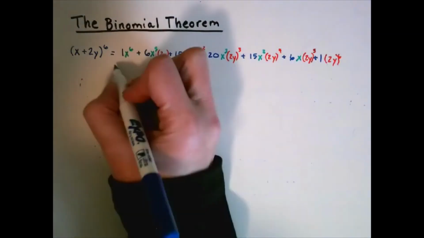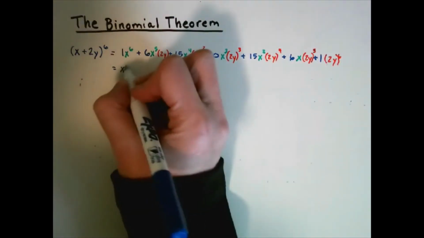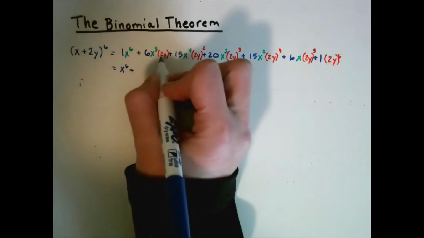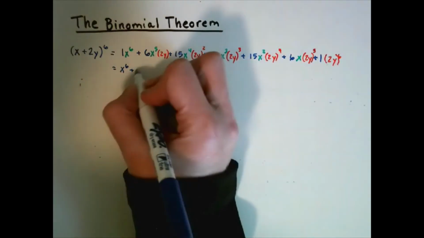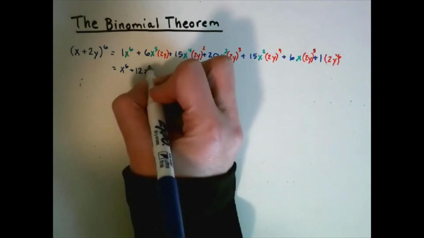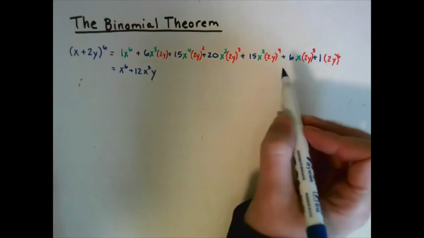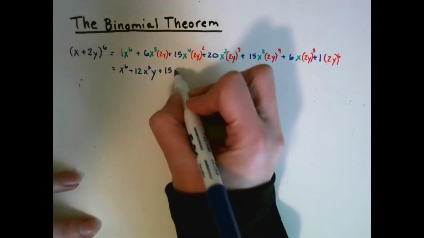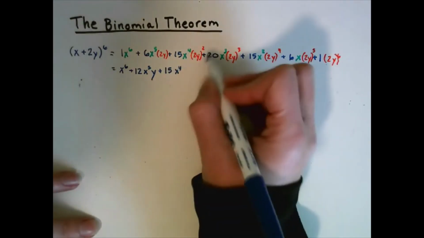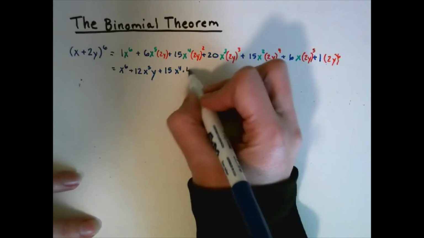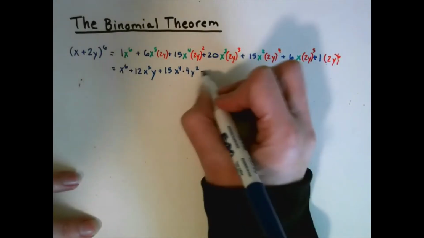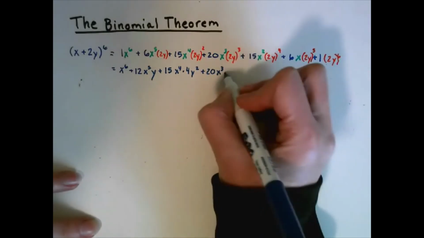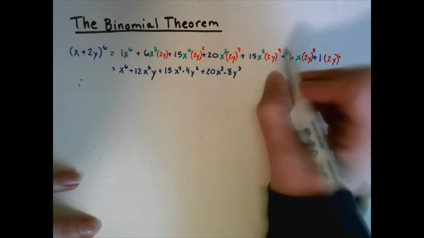Alright, so x to the 6th will just be x to the 6th. Then we're going to have 6 times x^5 times 2 times y. So the 2 and the 6 get multiplied. Okay, then I'm going to do the rest of these in a couple steps here. So we're going to have 15 x^4, and this is going to simplify to 4y squared. 2 cubed is 8y cubed.